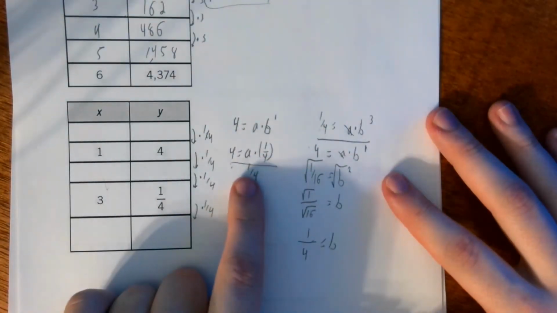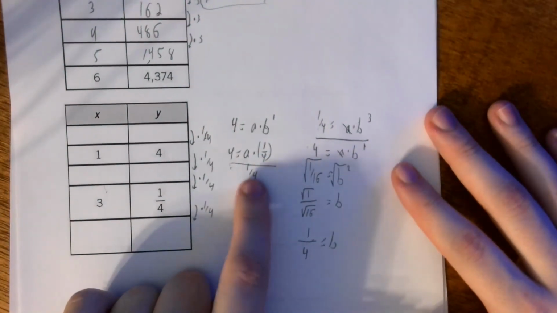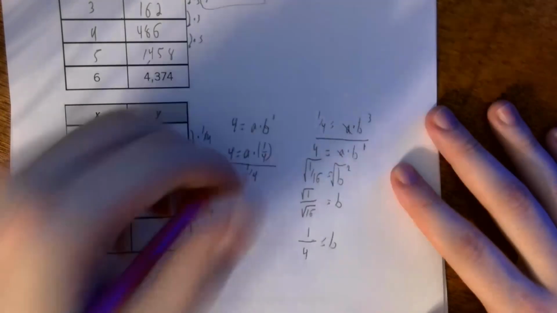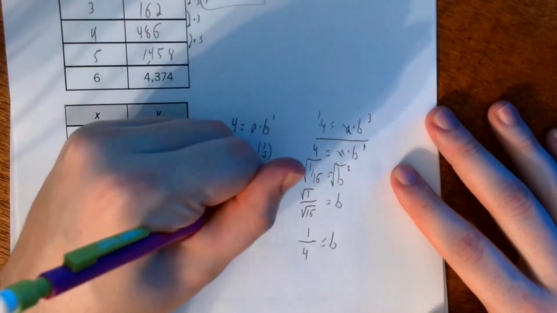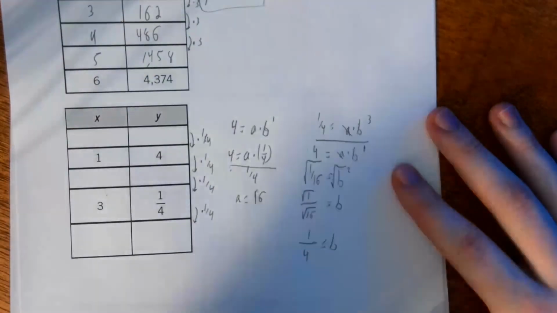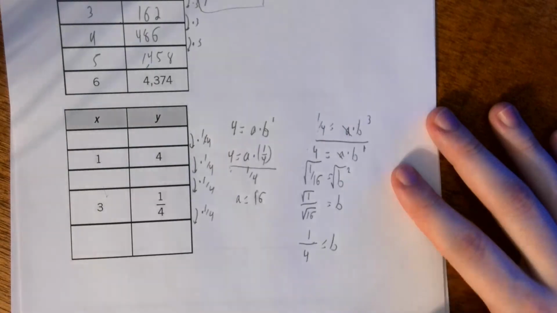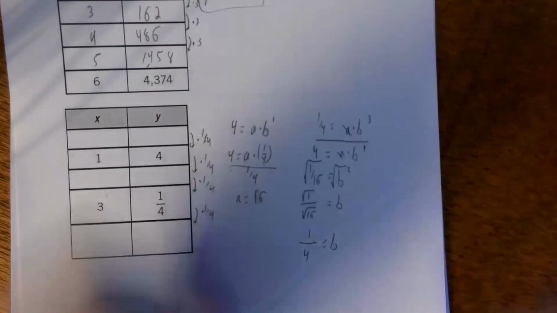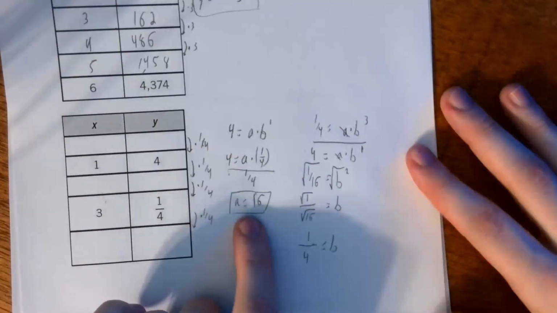So dividing by 1/4 is the same thing as multiplying by 4 on both sides. So we should get a equals 16. A should equal 16 after we divide by a fourth or multiply each side by 4. Alright, so a is always my first value.